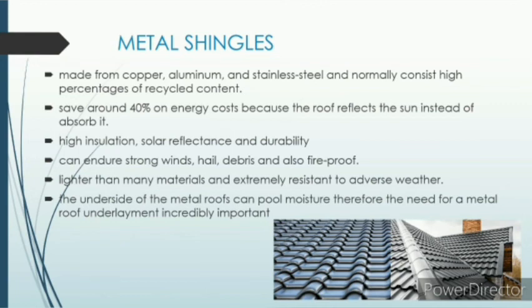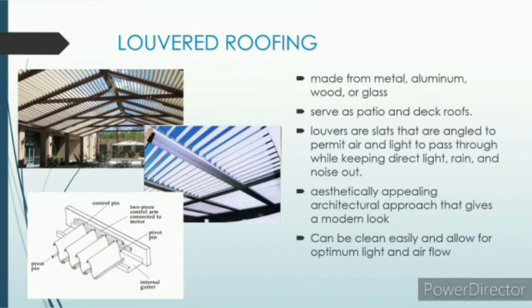Metal roofs bring many benefits, but the underside of the metal roof can pull moisture which will damage the building, so the need for underlayment is important. Louvered roofing is generally served as patio and deck roof. Louvers are angled slabs to allow air and light to come through. It provides a modern look for buildings. They are easy to clean and allow for optimum air and light flow.